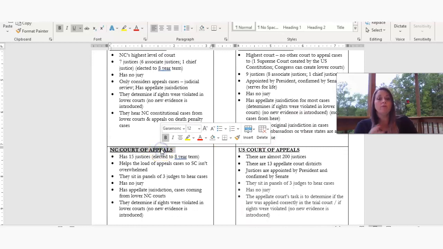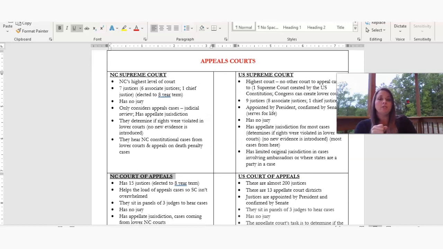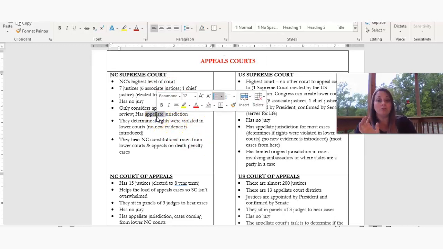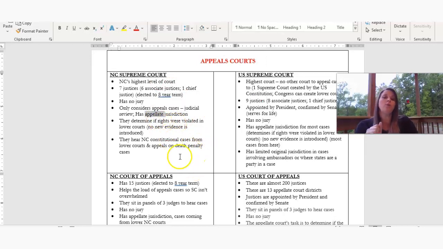So let's say you go to the Court of Appeals, and they evaluate your trial that you had in both District and Superior Court, and they say, hey, nope, your rights weren't violated, but you still think that they were. So could you appeal to the North Carolina Supreme Court? Absolutely. You could appeal to the North Carolina Supreme Court. Let's say they decide that your rights weren't violated, because again, they're not looking at new evidence. They just have appellate jurisdiction. Where would you go next?